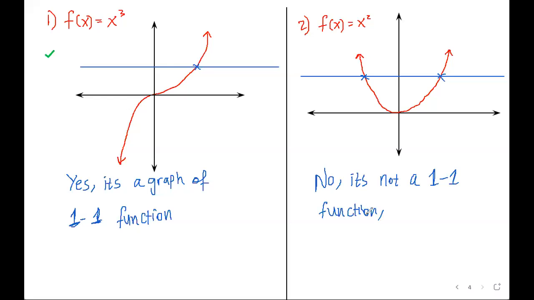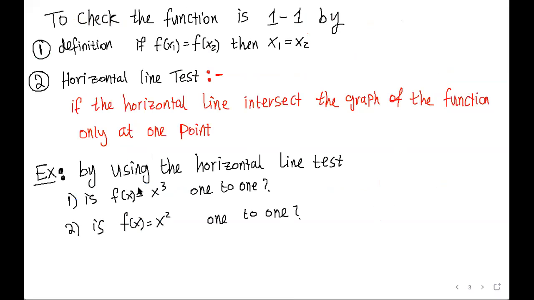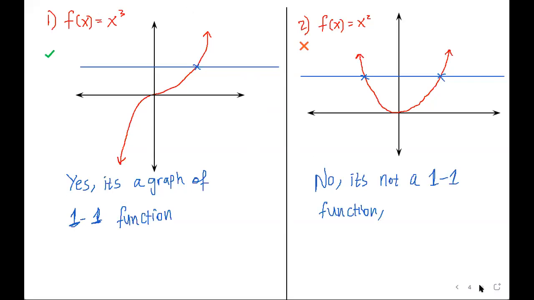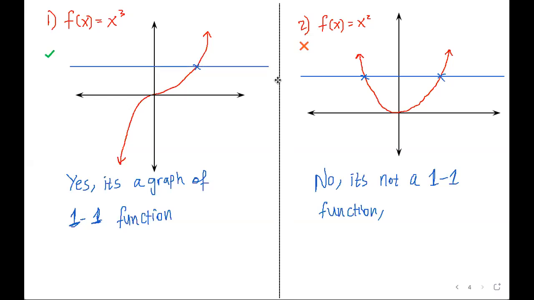Okay, so now we can know if a graph is for a 1-to-1 function or not. So we did the first one, and also we did the second one. Any question? Anyone has a question? Is it clear?